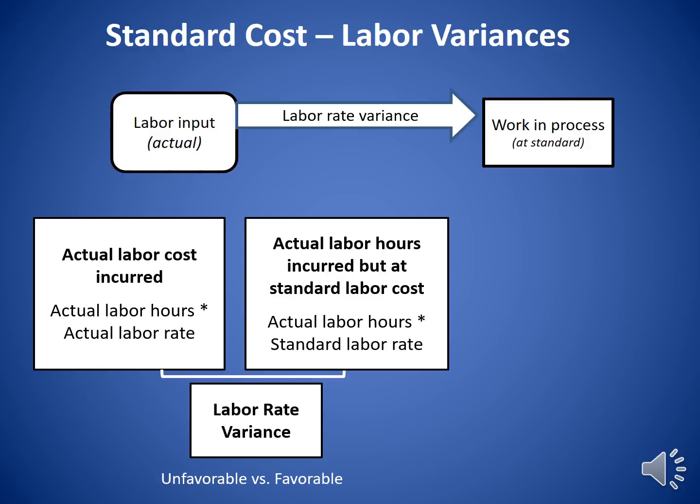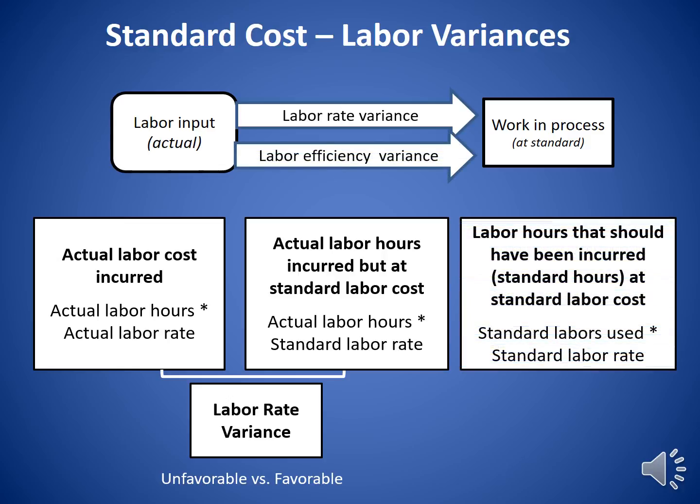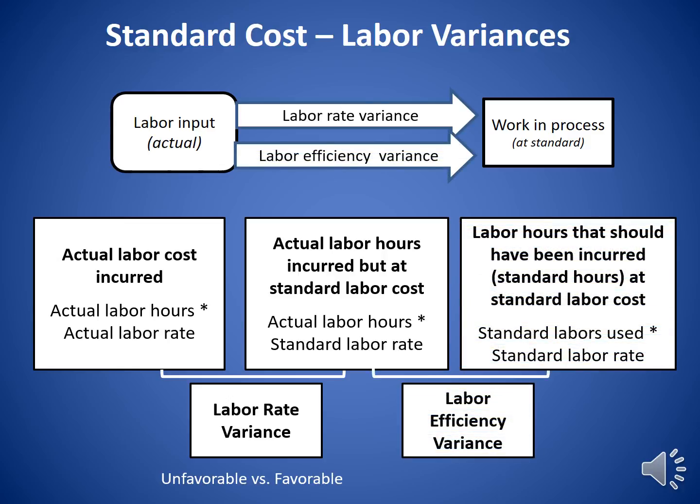We have a second labor variance that we have to extract in order to get to work in process at standard, and that's what we call the labor efficiency variance. The calculation incorporates the middle box, and we have another box over here on the right. Let's describe what that box on the right is. That indicates the labor hours that we should have incurred, call them standard hours, at the standard labor cost.